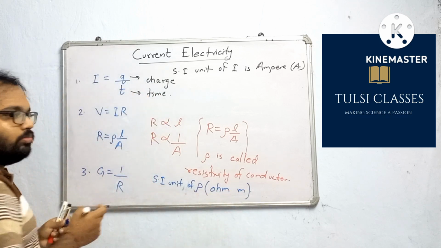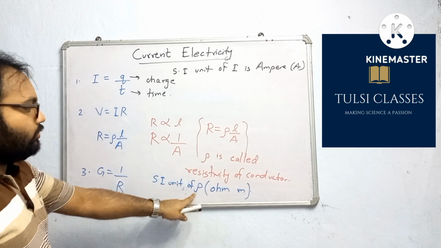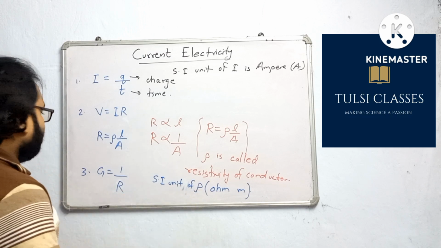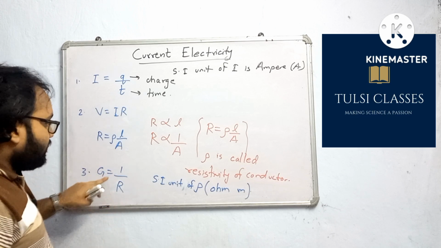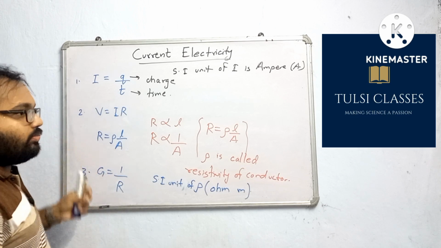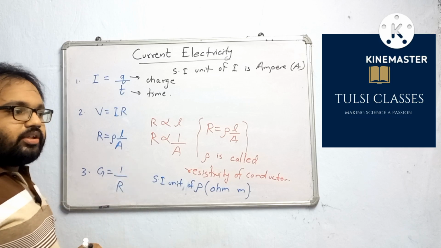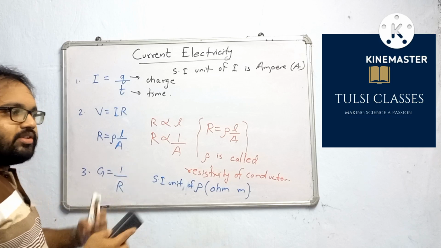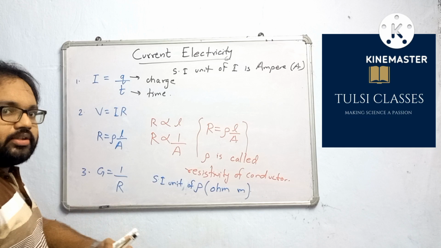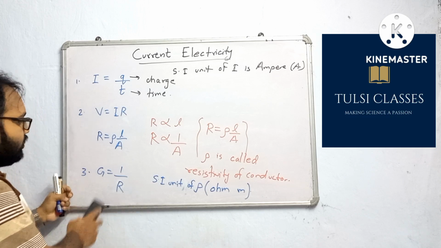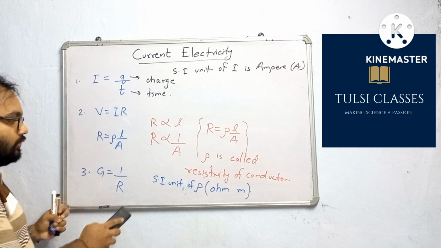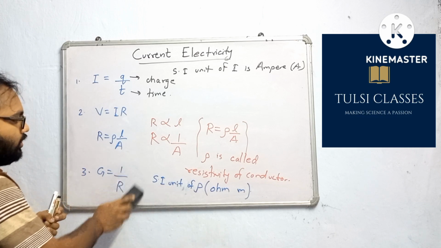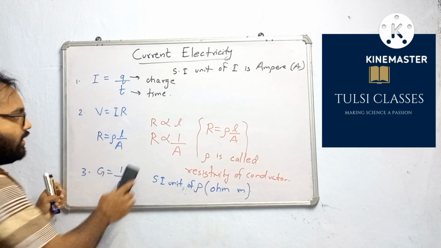Ohm meter is the SI unit of resistivity. Now, what is G? I have written G is 1 by R, as you can see. That means the reverse of resistance. In the English language also we say resistance, so you know, conductance. This is a way to remember. G is equal to the conductance of the conductor. So it is the reverse of resistance, as it is conductance.